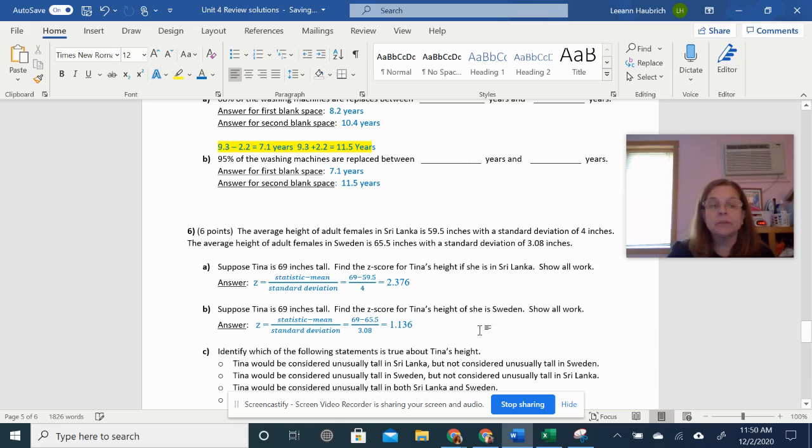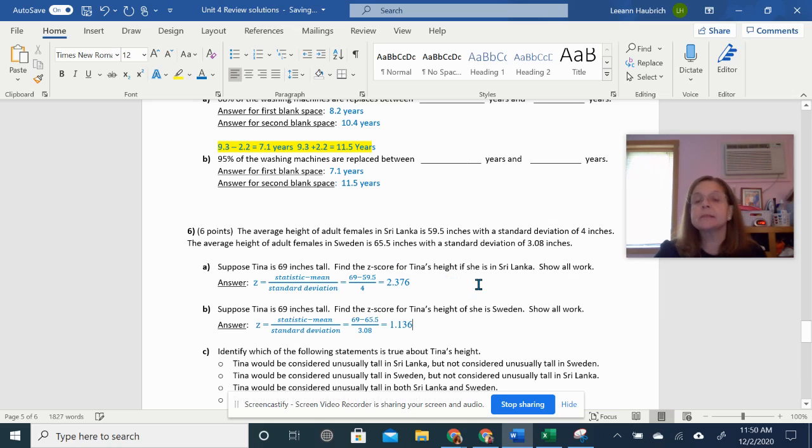1.136. So it matches. But let's take a look before I even look here. To be in normal range means you are within 2 standard deviations. So when Tina is in Switzerland, she's normal height as everybody else. But when Tina is in Sri Lanka, she's a little bit taller, 2.376. She's just outside of the normal range. So she's mildly taller. She's considered unusually tall. It's only a little bit over.